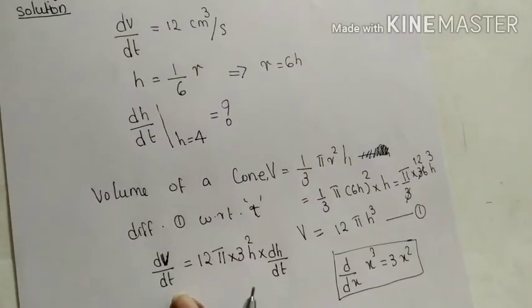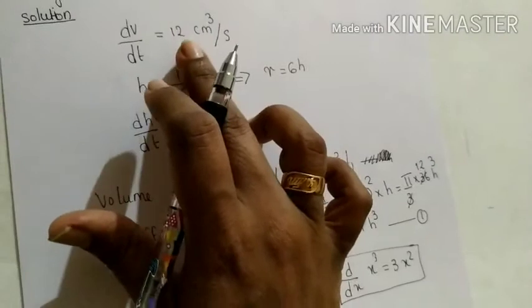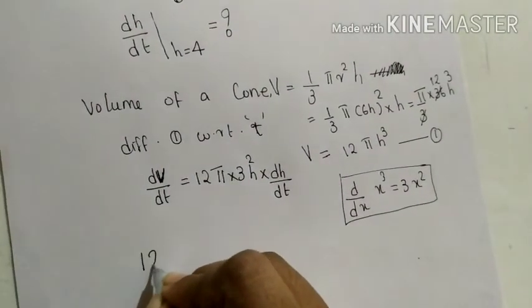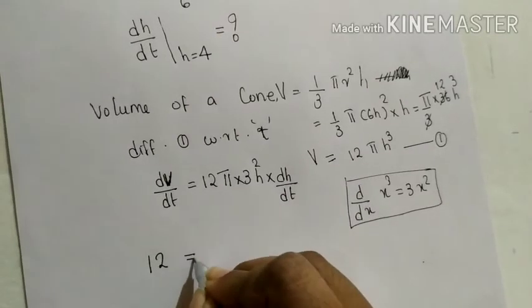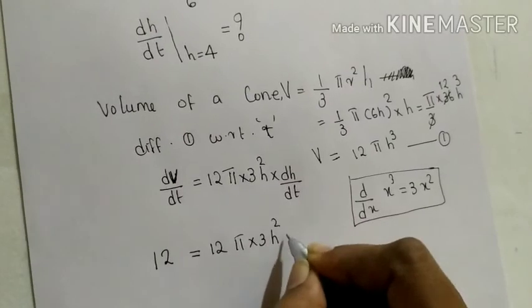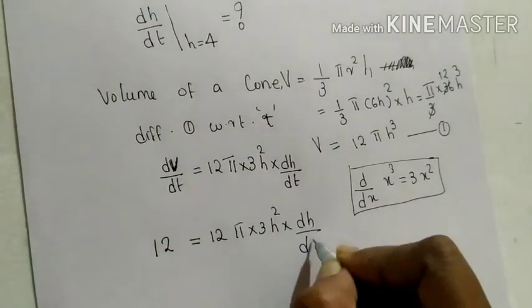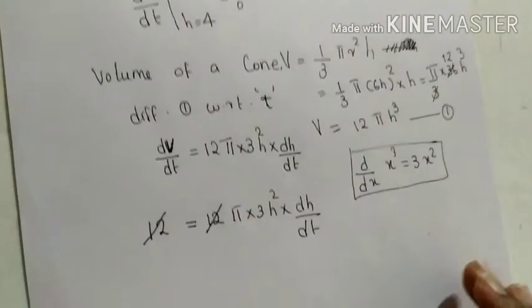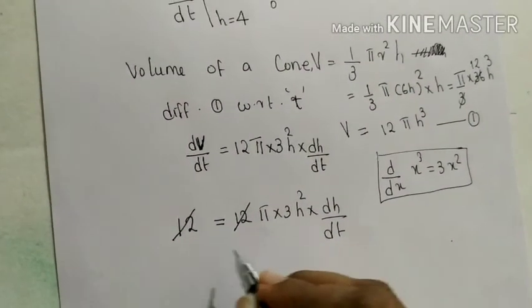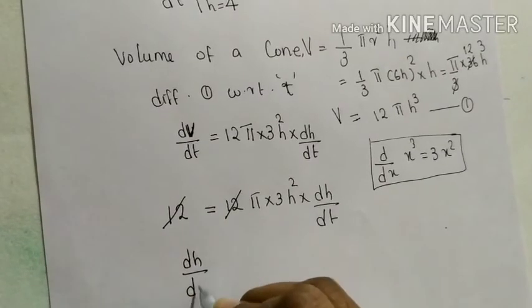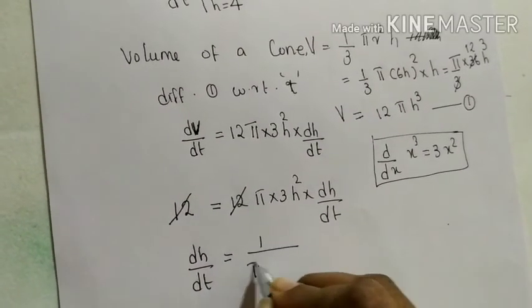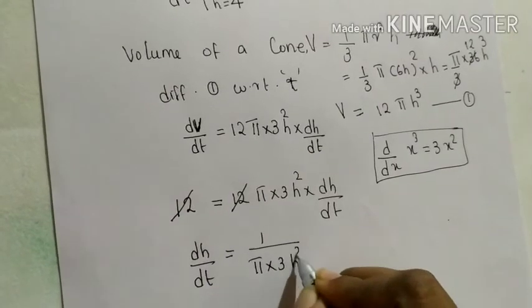Next, given that dV/dt is 12, I am going to replace dV/dt by 12. So we get 12 equals 12π into 3h² into dh/dt. Cancelling these 12 on both sides, we get dh/dt equal to 1/(π·3h²).